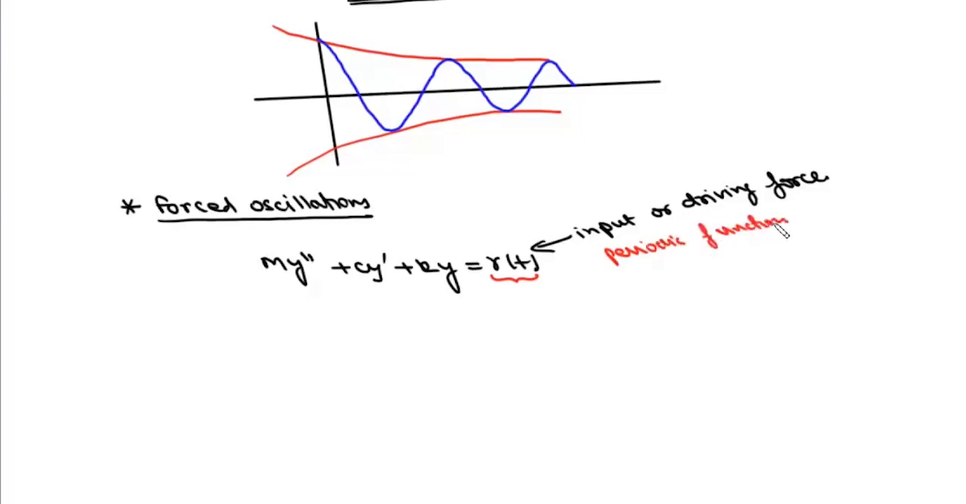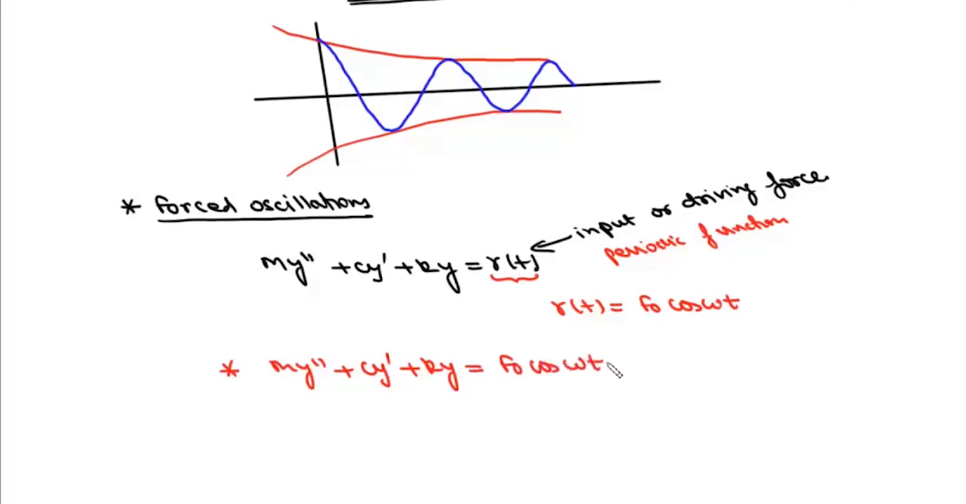So what we'll do is, in our case, we'll assume this driving force as some cosine function. So let it be F naught cos omega t. So now we can write this differential equation as my double dash plus cy dash plus ky, and it will be equal to F naught cos omega t.